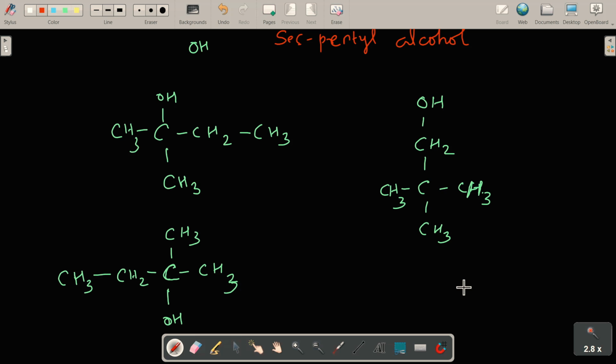Okay. Now we'll see the next one. When you see this structure here, this is an isopropyl group because one carbon has been shifted down and the carbon atom is attached to the second carbon. Okay, so to the second carbon the methyl group is attached. So it is isopentyl alcohol.